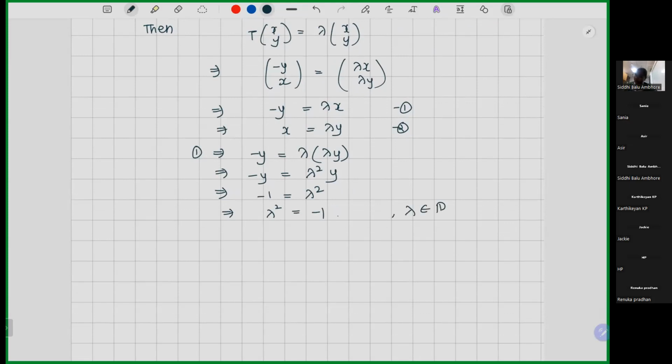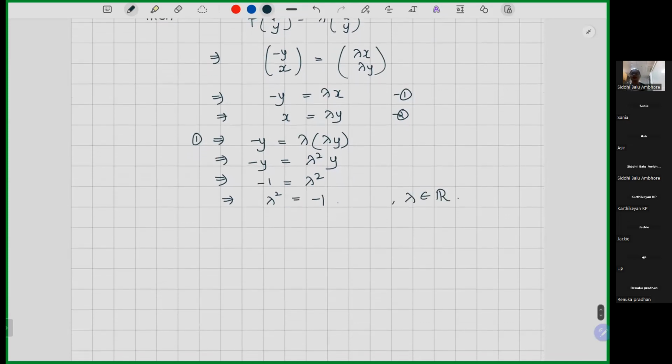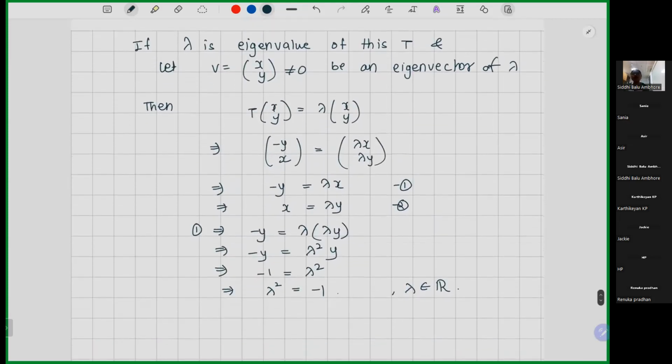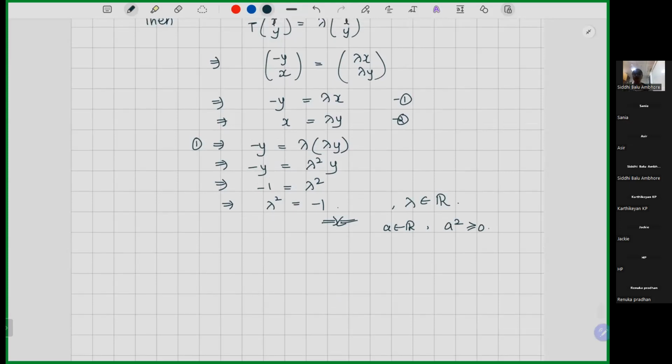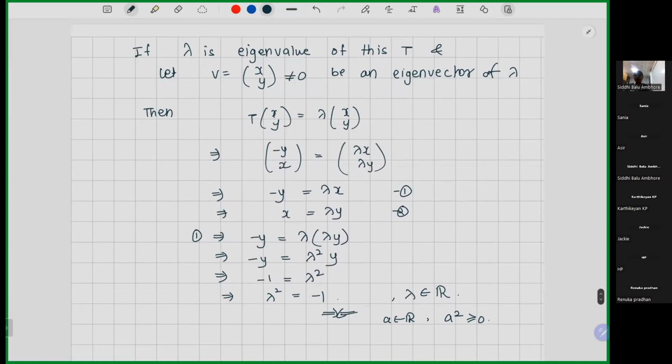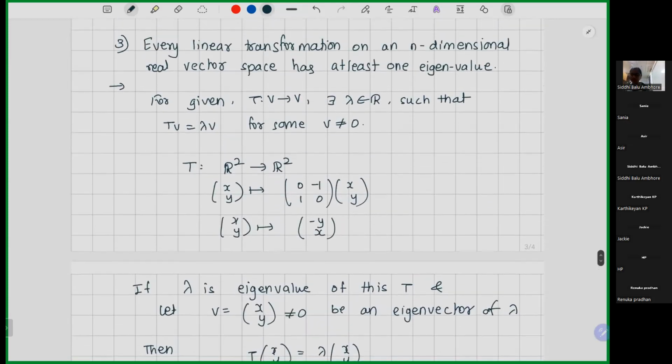And lambda is in R. So is it possible? In real numbers, we are getting lambda square is equal to -1. This is not true, right? Because for any a in R, a square is always greater than or equal to 0, and we got that lambda square is equal to -1. So this linear transformation does not have any real eigenvalue. Is it okay?